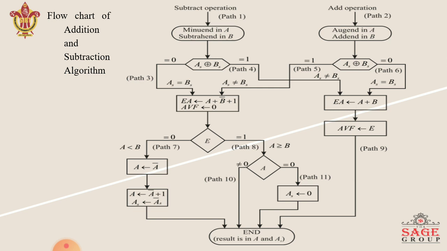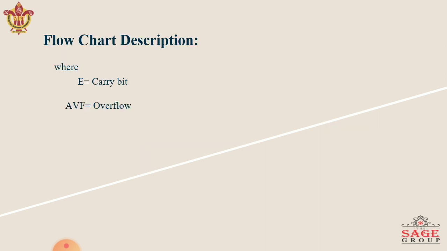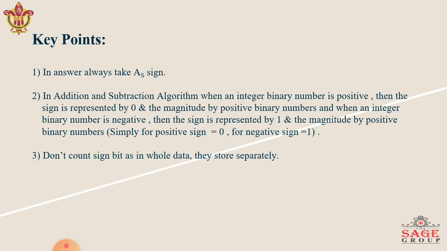This simply means AND, and our result is stored in A and AS. This is the flowchart. Now, flowchart description. Here we use E and AVF. So E for the carry bit, AVF for the overflow, and other things we know very well. So we don't include them here.